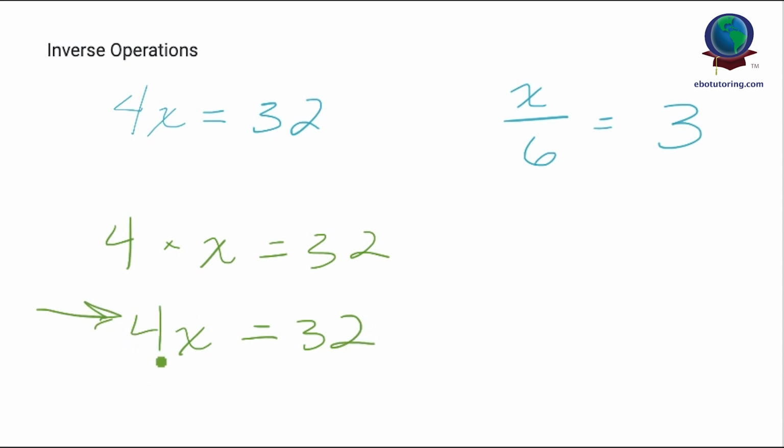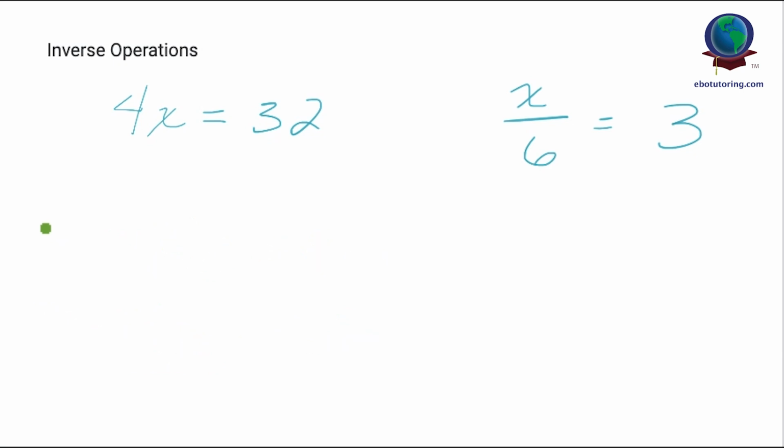So when you see this, know that this is 4 times x. That's what this means, 4 times x. It's not written with the x sign in the middle anymore. Okay, let me get rid of that. And let's get to the equation, shall we? All right, here we go. So this is 4 times x is 32.